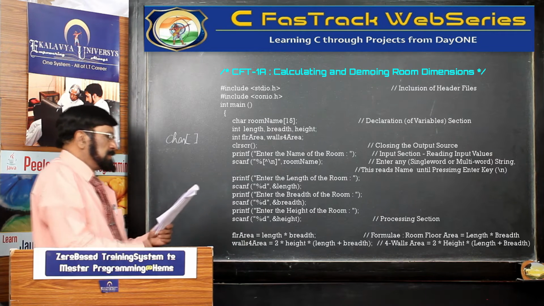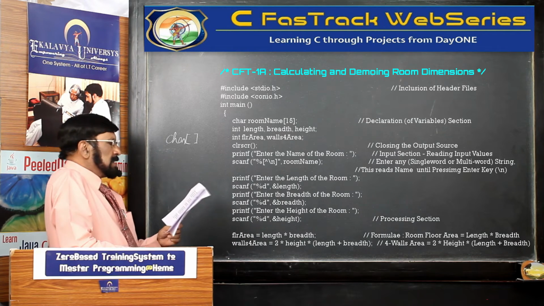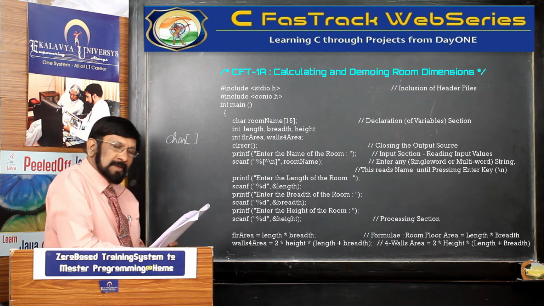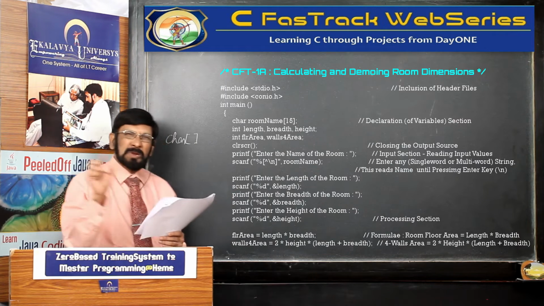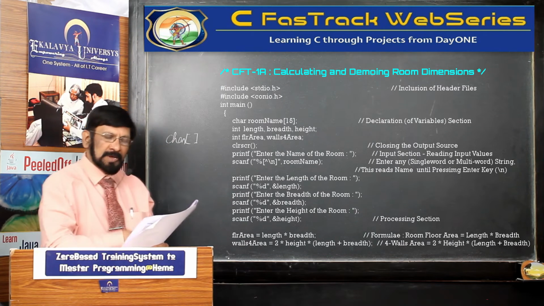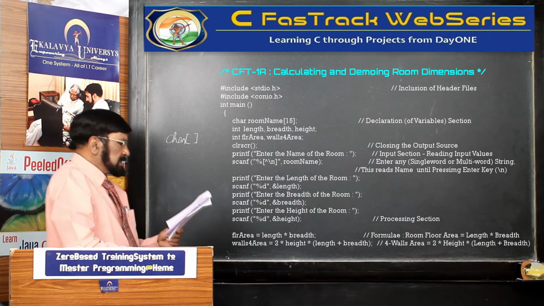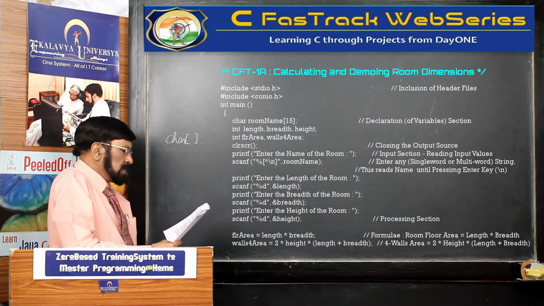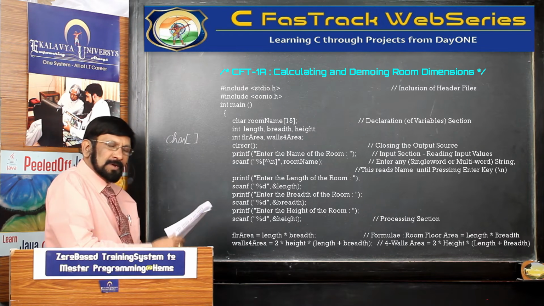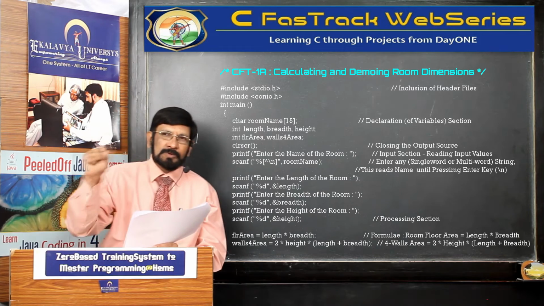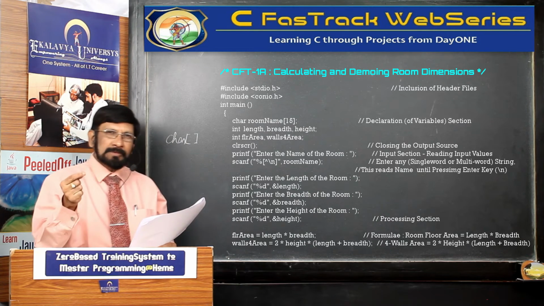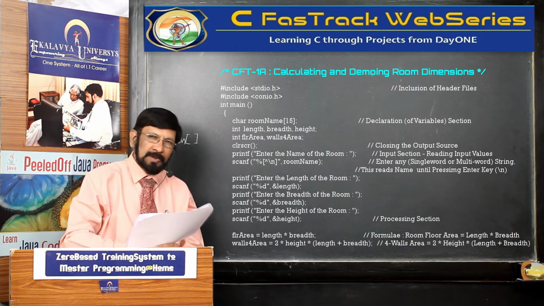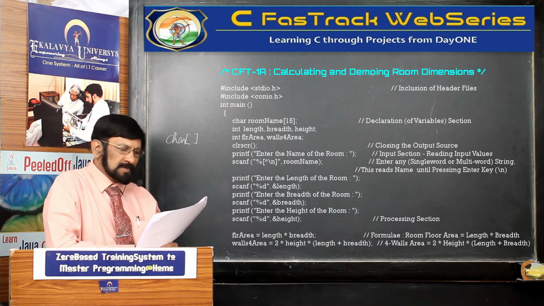Thereafter, we enter into the main. There, char room name, that is nothing but a string. Maximum 15 characters. For any room we take 15, otherwise you can make it 20 also, no problem. Thereafter, int length, breadth and height. Thereafter, int floor area and four walls area. These variables also we have to declare, because once it is calculated, it is stored in that variable. That we have to understand. So the declaration section is over.